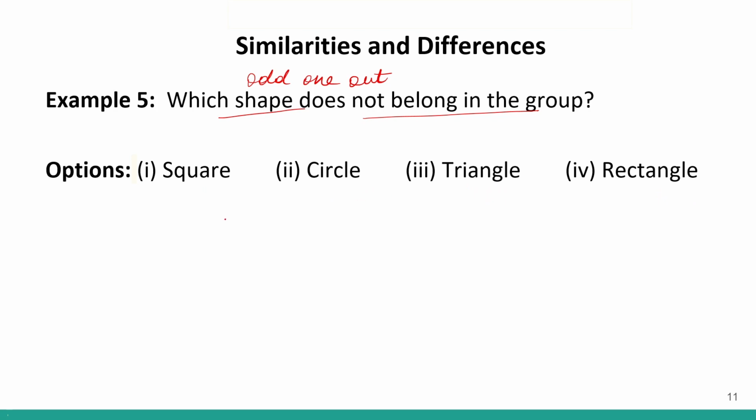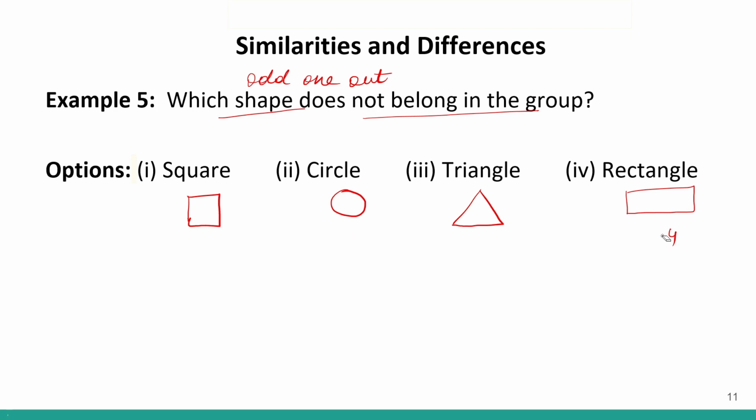So let us use a different logic. A square looks like this. Similarly, a triangle looks like this. A circle looks like this. And a rectangle looks like this. So if I look at the number of sides, here we have 4, here we have 4, here we have 3, here we have only one side, or there are no sides, right? So again, no logic can be formed.